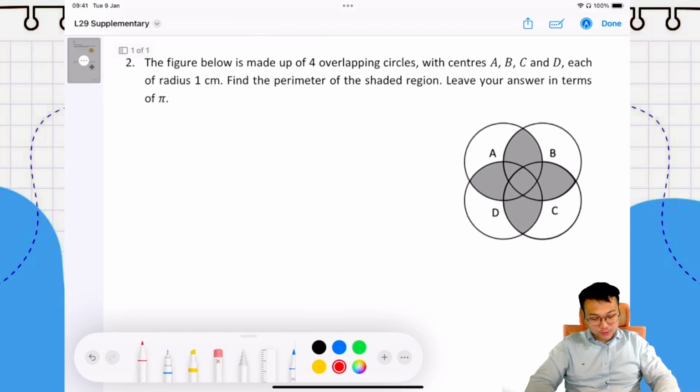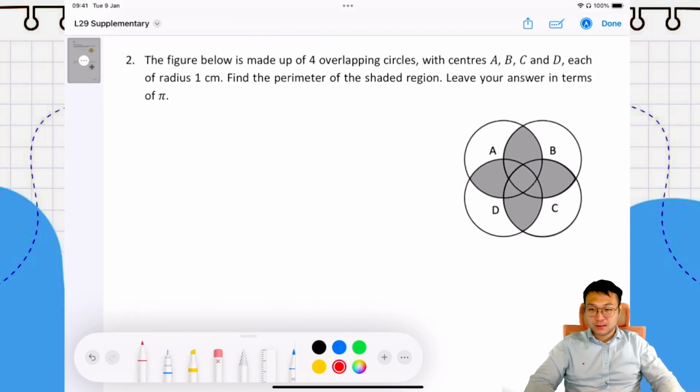Question 2, bonus question 2. The figure below is made up of 4 circles overlapping each other. They say that the radius is 1 cm, but they would like you to find the perimeter of the shaded region. Students, please take note. They would like you to find the perimeter of the shaded region, not the area, the perimeter.